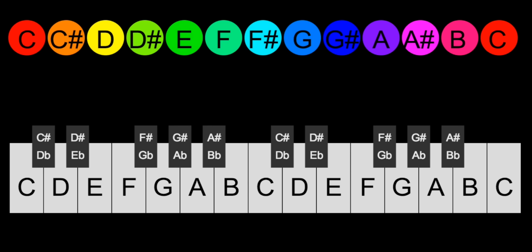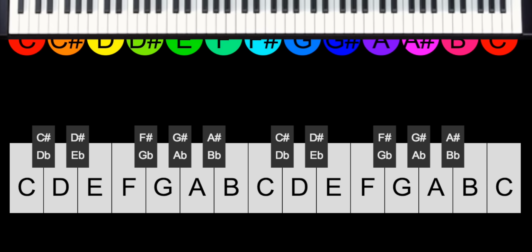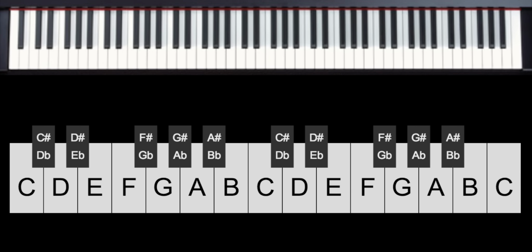In fact, a standard piano has just over 7 octaves. In fact, here's a picture of one now. Pause the video and check out the resemblance.